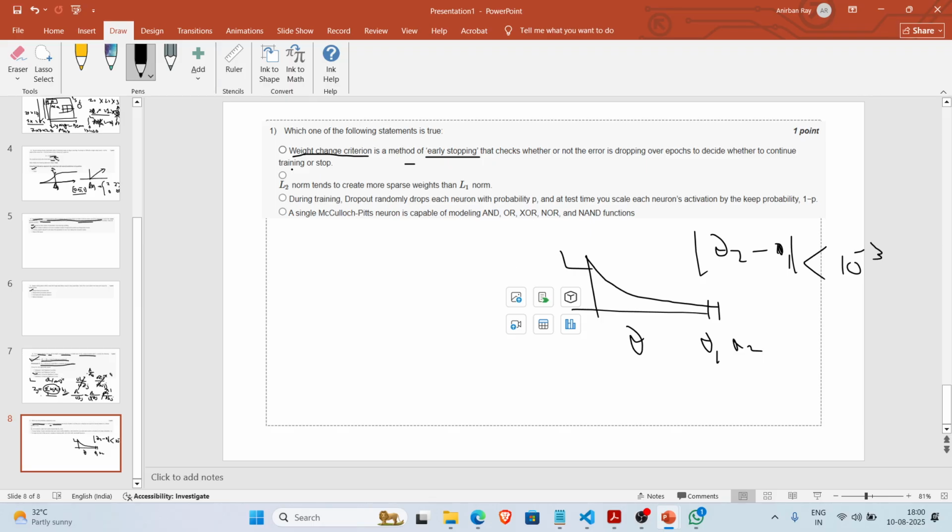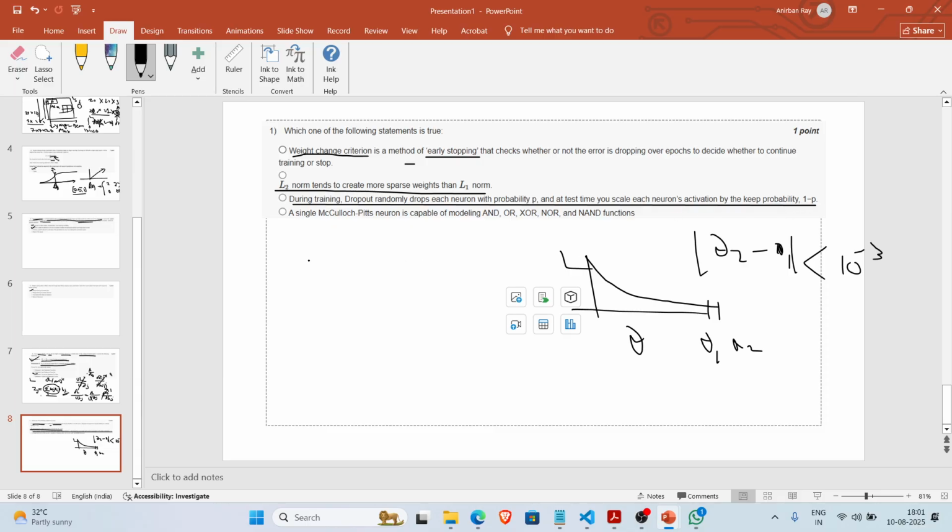Okay. The statement that L2 norm tends to get more sparse weights than L1 norm is wrong. Why? Because the L1 norm induces the Laplacian prior, which produces sparsity. L2 just reduces the weights a little bit, not much. Dropout we have understood. Dropout trains with probability P, and at test time you keep the weights scaled by 1 minus P. After the training, the active network has weight W, so you multiply it by 1 minus P.